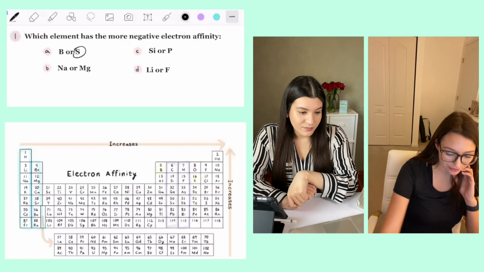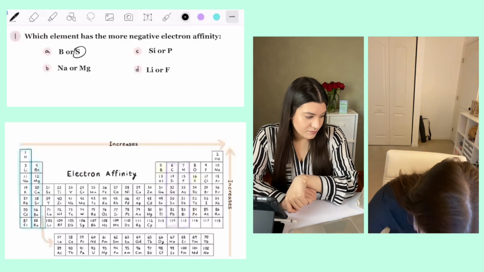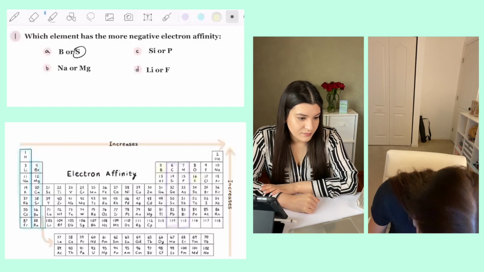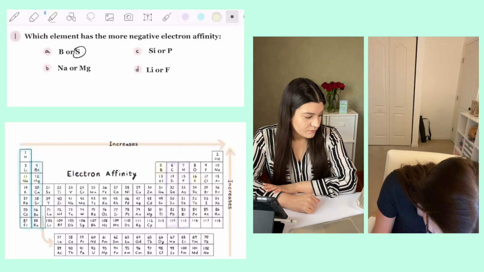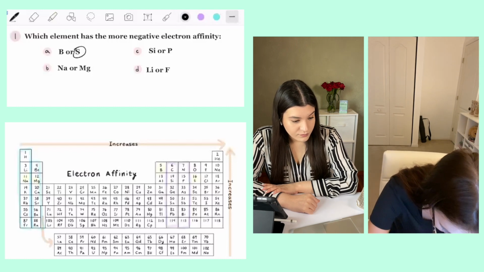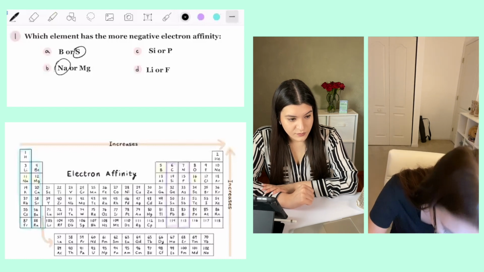Got it. Okay, so sulfur. Cool. So now we are looking at sodium and magnesium. Good. And this is the exception. So it's going to be sodium. Good.